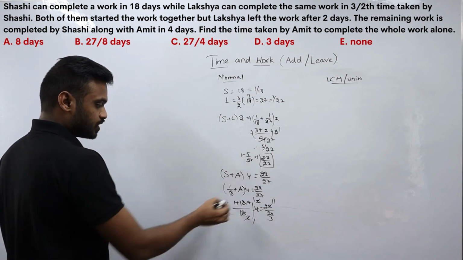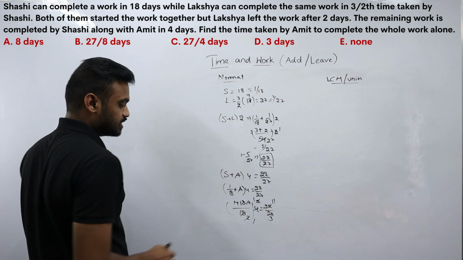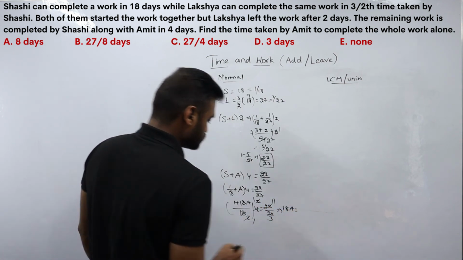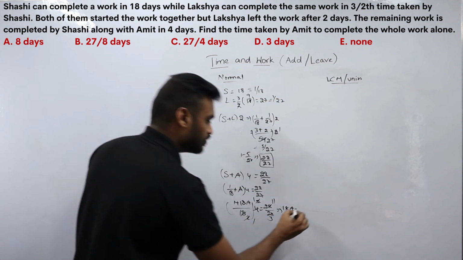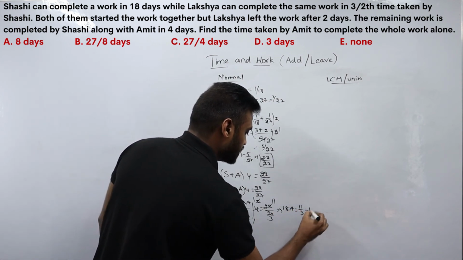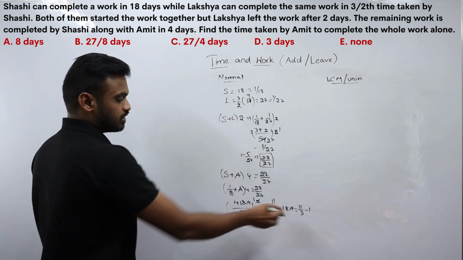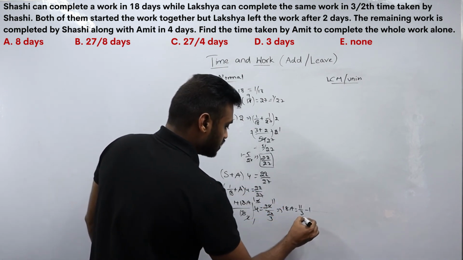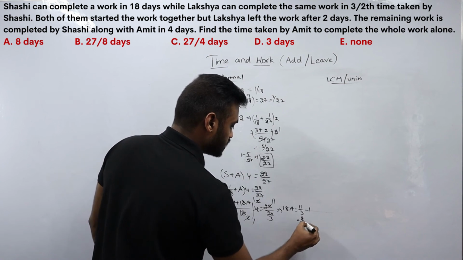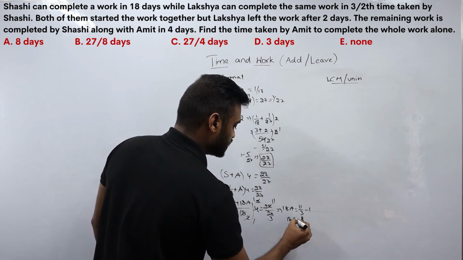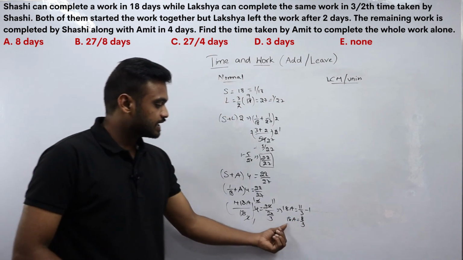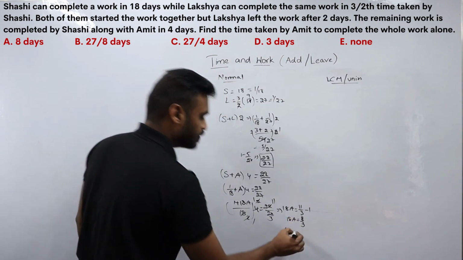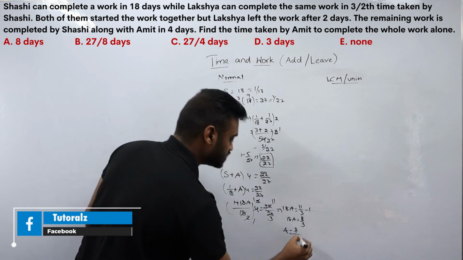So I will send this 1 to the right hand side. So I will get 18a equal to 11/3 minus 1. So 3 1s 3, 11 minus 3 by 3, that is 8/3. 18a equal to 8/3. So if I send this 18 to the right hand side, I will get a equal to 8/54. 8 by 18 3s is 54.